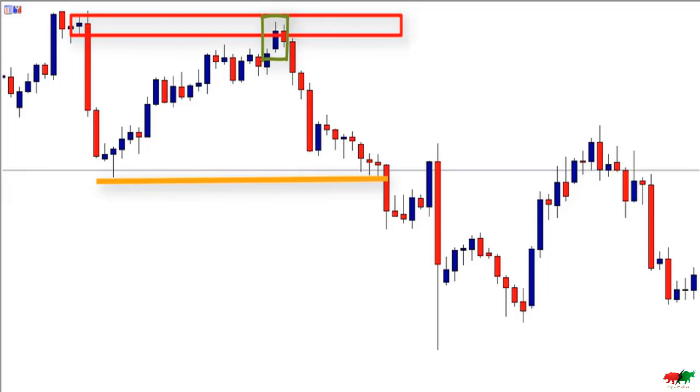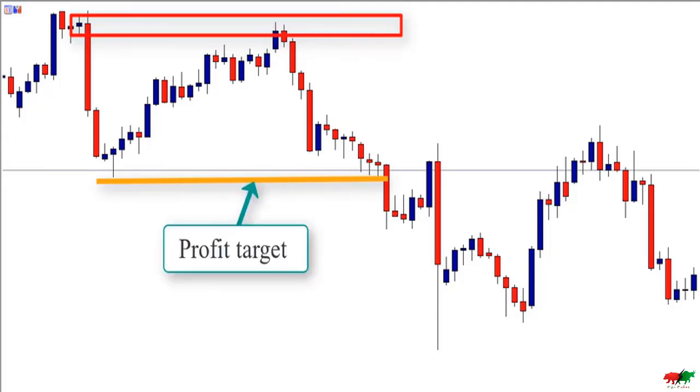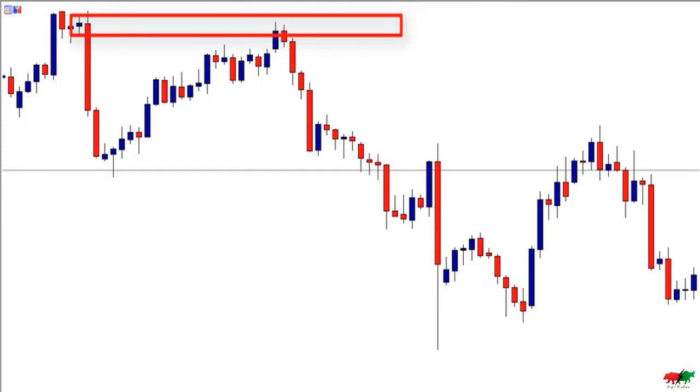So when you spot a pattern like this in a supply zone, you should enter after the breakout of the inside bar or the mother bar. The stop loss should be placed above the distal line and the profit target is the next support level. Let me give you another example.